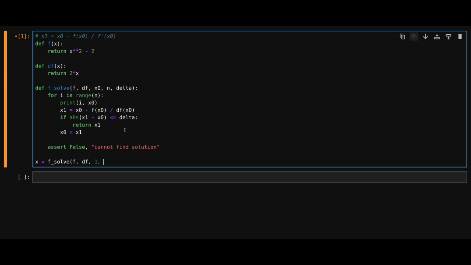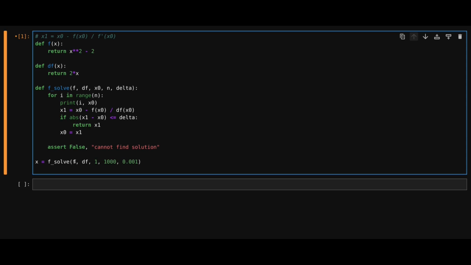And for iteration, the max number of iterations that we're willing to accept for this Newton's method to find the solution, let's put this to 1000. And delta. When the difference between x1 and x0 is small enough, it will return x1. So this delta, let's say, is 0.001. Okay, next, after it finds a solution, if it does not find a solution, then it will throw an error and this whole execution will fail. So let's say that we found a solution.